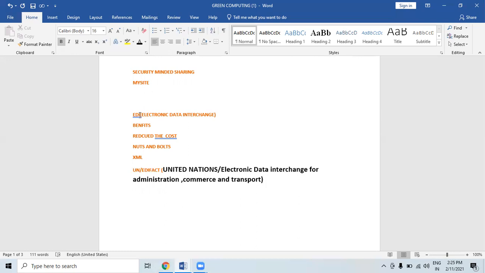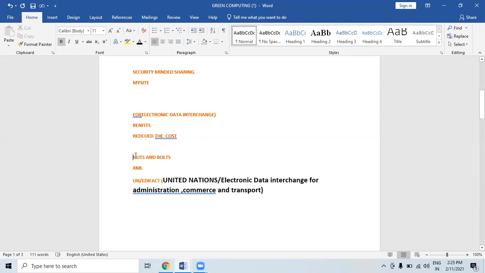So nuts and bolts means XML and the World Wide Web are used by EDI to function. It comes under these points. So here you can say that XML and the World Wide Web are used by EDI, that is, electronic data interchange, to function. EDI format is majorly used for e-commerce transactions. There are many EDI standards as follows, like UN EDIFACT standards.